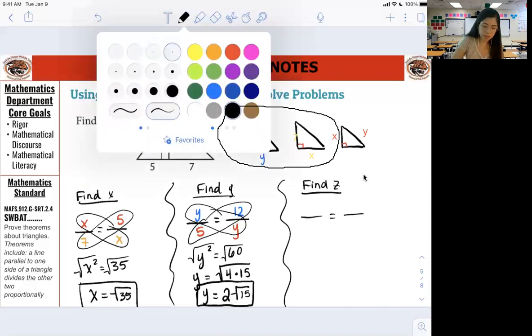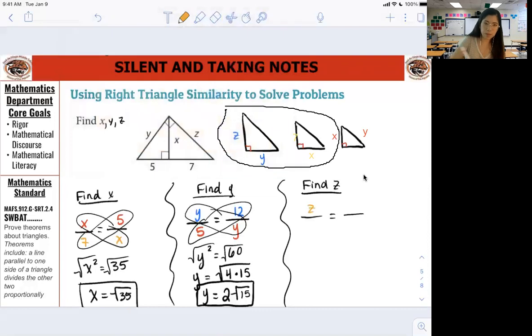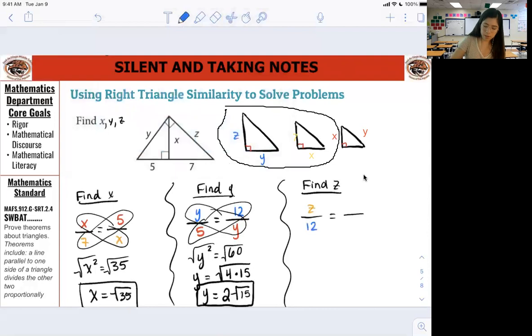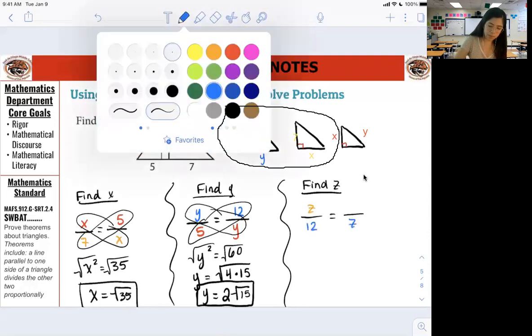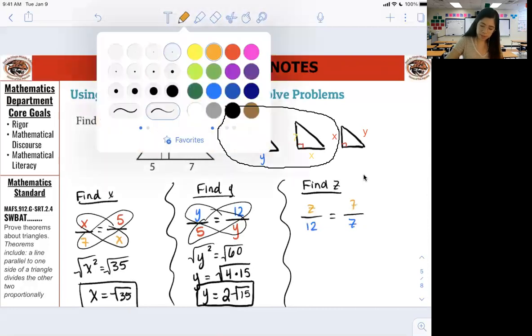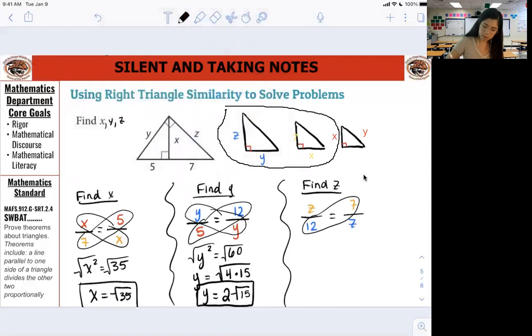So z, I'm using orange, right? Z over 12 equals 7 over z. Beautiful. Okay, cross multiplying, we get, what's 7 times 12? Good, 84. So z squared equals 84. So when we take the square root of both sides, how do I simplify the square root of 84?